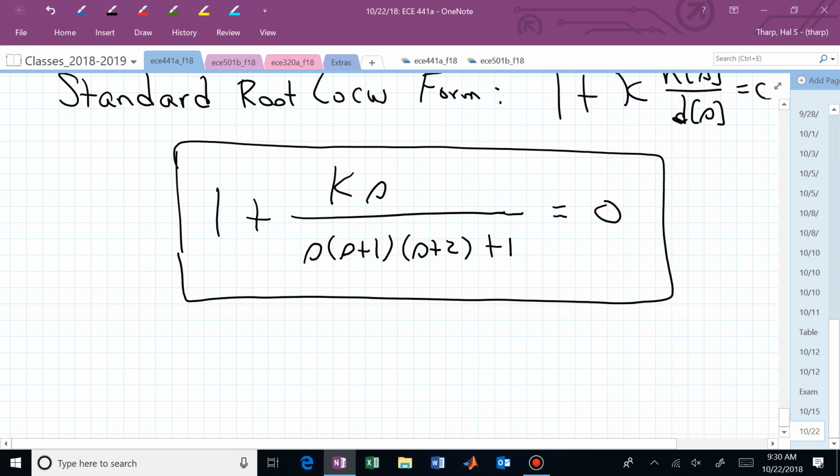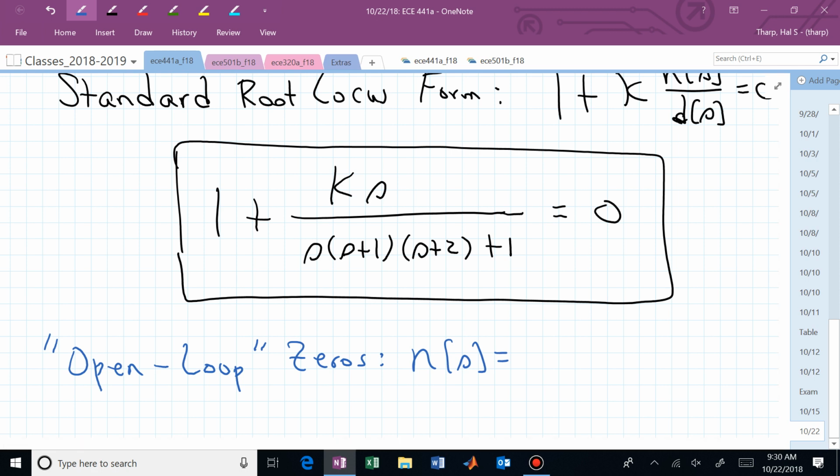If this is now our expression, what have we agreed terminology-wise will be our open loop zeros in this standard form? What is the numerator polynomial? What's n of s? That's just s. And so what are our open loop zeros? The values of s that cause that polynomial to vanish. We actually have a 0 at 0.